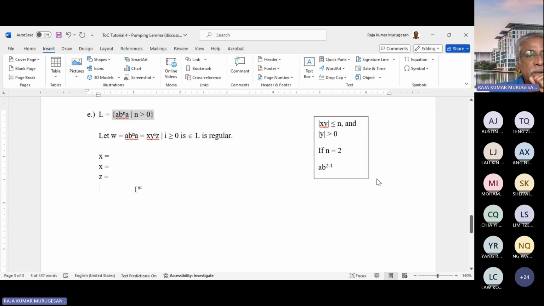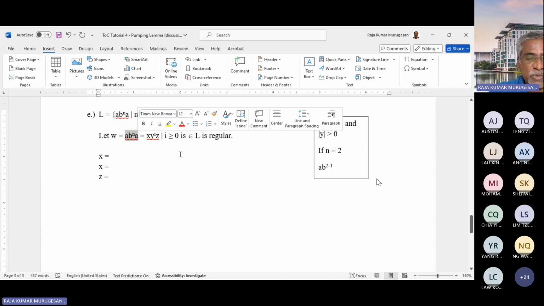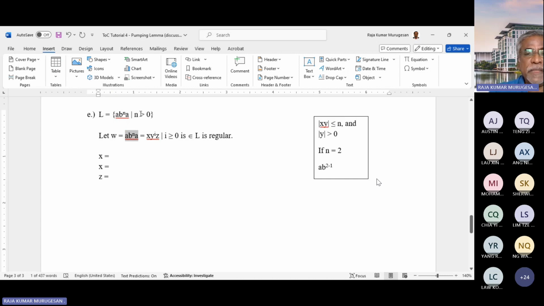Okay, so we always start writing like this. Let the string be equal to a, b, length n, which can be written as x y^i z, where i is greater than or equal to 0, is an element of L. That is, whatever we get as string here will be a member of the given language. And we assume it to be regular because we are saying let. So when we say this, we are assuming this language to be regular, and we are going to find out using pumping lemma whether this language is regular or not.